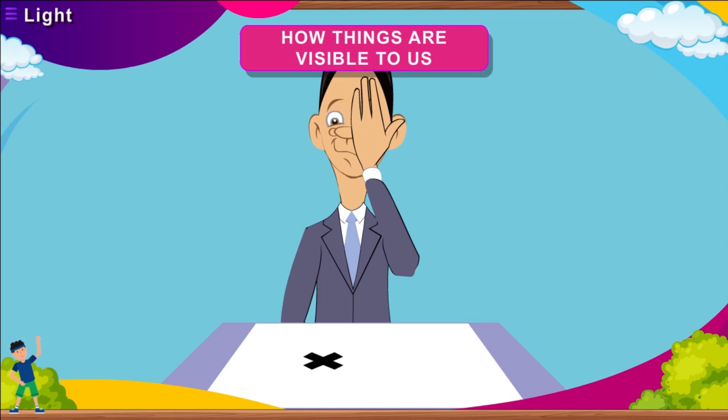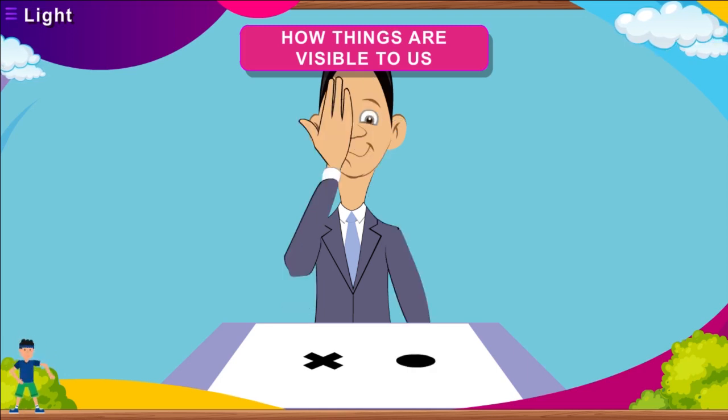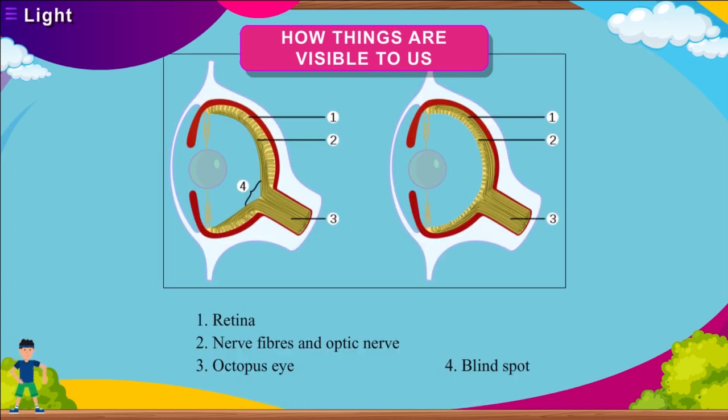Does the round mark disappear at some point? Now, close your right eye. Look at the round mark now and repeat the activity. Does the cross disappear? The disappearance of cross and round mark shows that there is a point on the retina which cannot send messages to the brain when light falls on it.